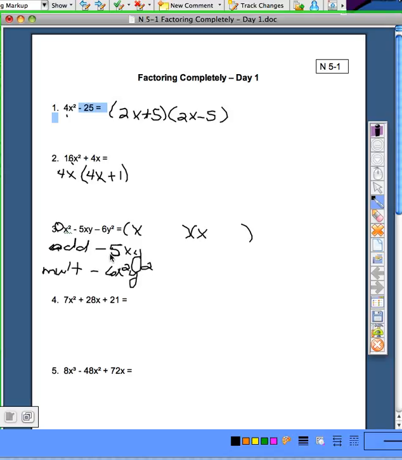And we see that a negative 6 and a positive 1 will do that. Now remember, if you have a negative right there, your term, you're going to have one of them is plus and one is minus. And the bigger one will be minus because this term's negative. So that means you're going to have x minus 6 and x plus 1. Negative 6 times 1 gives you negative 6. Negative 6 plus 1 gives you negative 5.